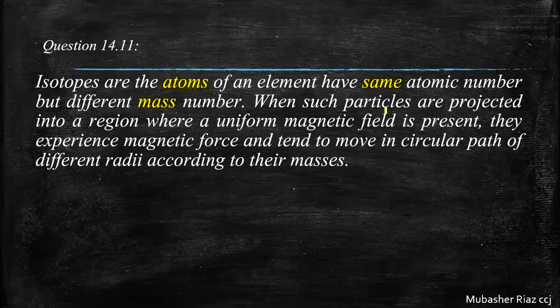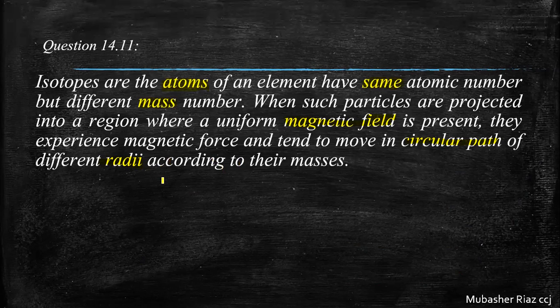So when such particles are projected into a region where a uniform magnetic field is present, they experience magnetic force, and under the action of magnetic force they tend to move in circular paths of different radii according to their masses. यानी ये magnetic force experience करेंगे और उस magnetic force को experience करते ही ये मुख्तलिफ सर्कुलर पाथ में मूव करना शुरू कर देंगे और इनके जो सर्कल का रेडियस होगा वो इनके मास पे डिपेंड करता है.